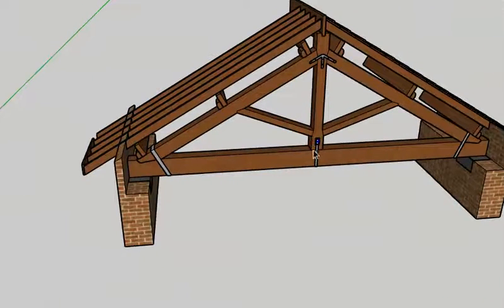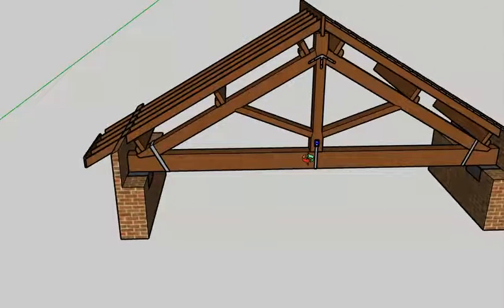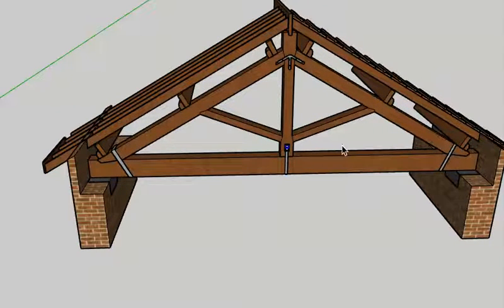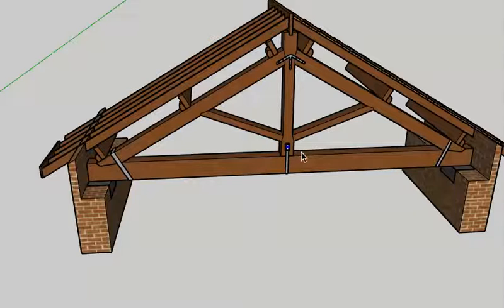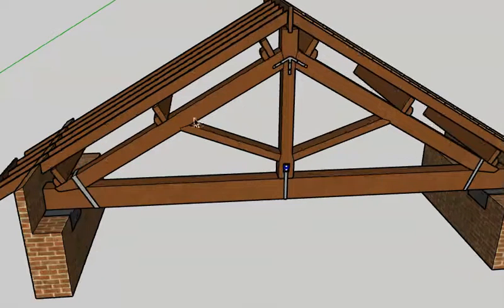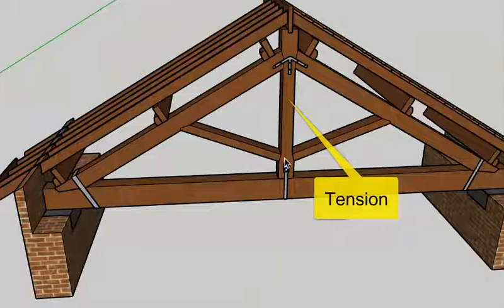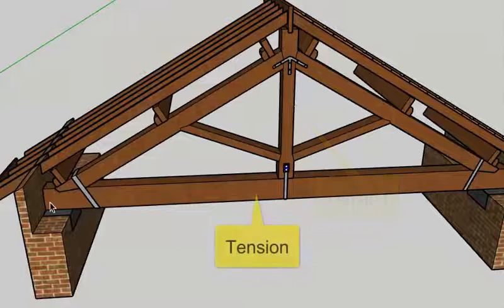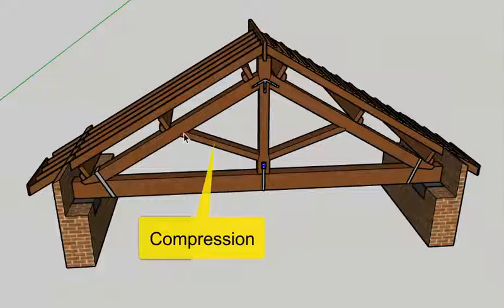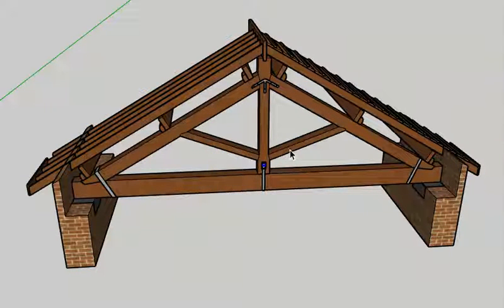Now let us talk about the forces which are acting in the king post truss. So this could be a question in your exam. Explain the forces which are acting in the king post truss. What you will see is that these two members, the principal rafters, are going to be in compression. The vertical post, or the king post, is going to be in tension. The tie member is going to be in tension, and the inclined members which you see here, which are called the struts, are going to be in compression.